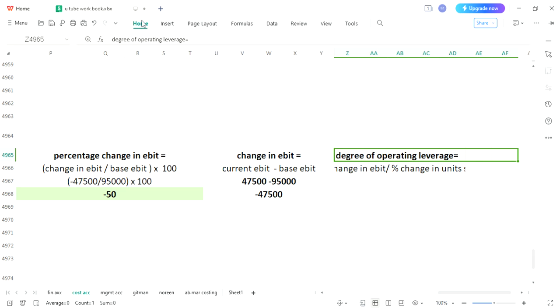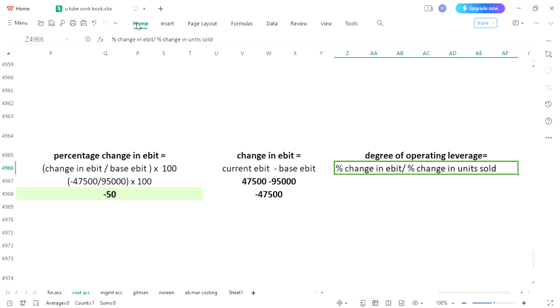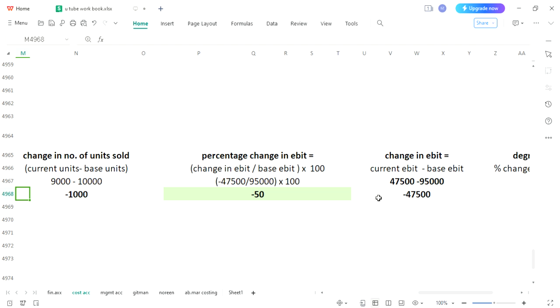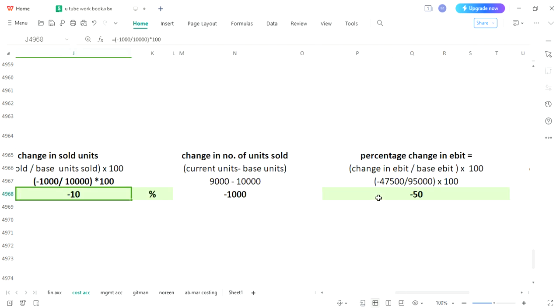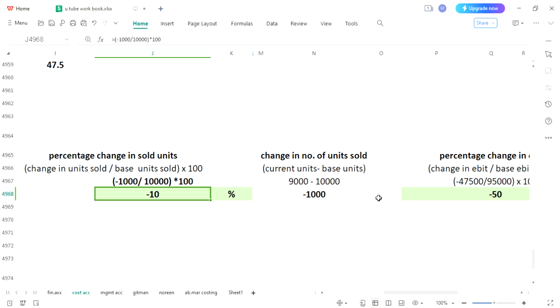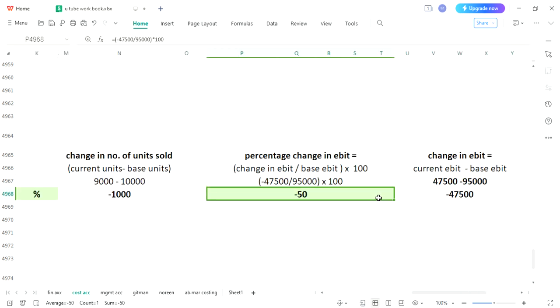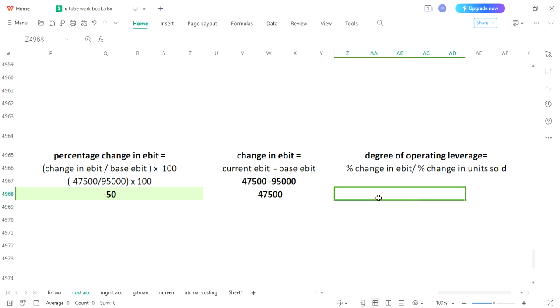Once again we need to merge it, and we need to merge this as well. Now we have our complete formula. So to calculate degree of operating leverage, we have our new formula: percentage change in EBIT divided by percentage change in units sold. Both are calculated over here. Percentage change in units sold is minus 10 and percentage change in EBIT is minus 50. Both you can put over here: minus 50 divided by minus 10.